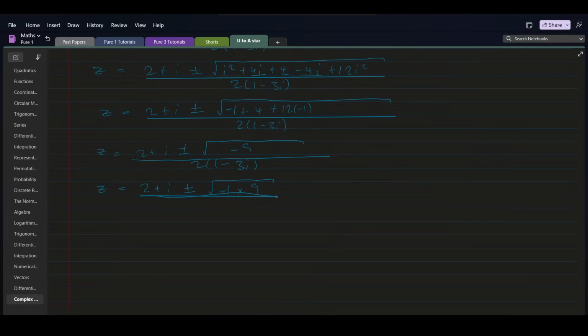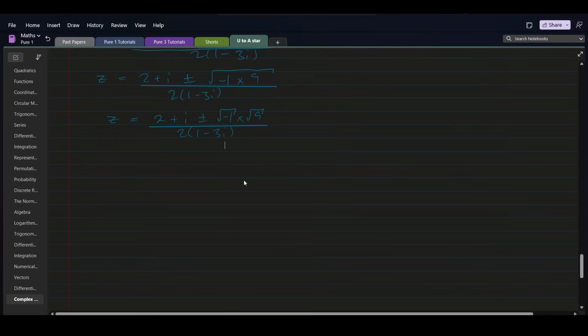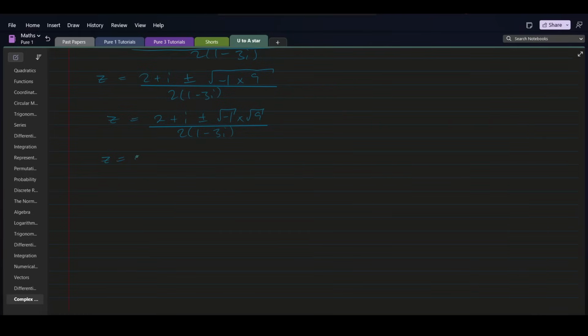And this is over 2 times 1 minus 3i, and so z is equal to 2 plus i plus or minus the square root of negative 9. Because we've written negative 9 as negative 1 times 9, this allows us to distribute the square root sign so that this is root negative 1 times root 9, and this is all over 2 times 1 minus 3i. And so z is equal to 2 plus or minus root negative 1, which is i, and then root 9 is 3, so that's 3i, over 2 times 1 minus 3i.